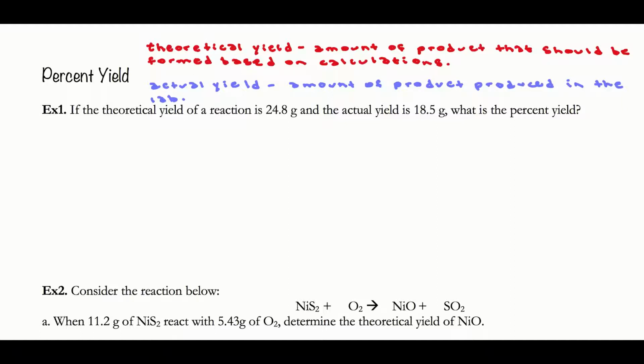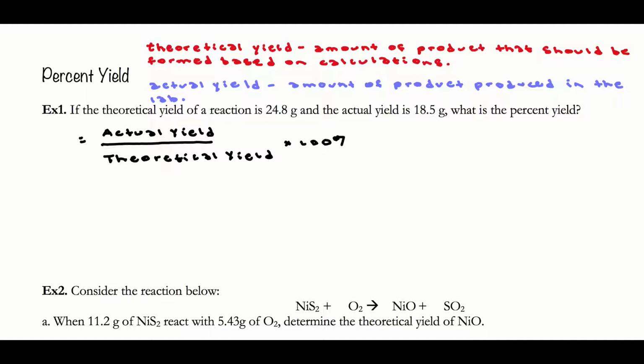So to determine the percent yield, and I'll write it here under the first example problem, you can write it wherever you want, but the formula for it is simply your actual yield, what you actually got in the lab, divided by the theoretical yield, what you calculated should have formed. Okay? And then in order to make it a percent, we're going to multiply it by 100%. And that's all percent yield is.